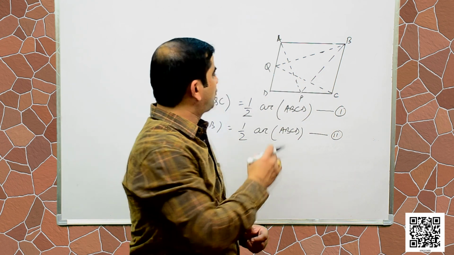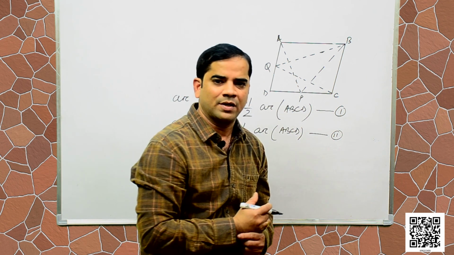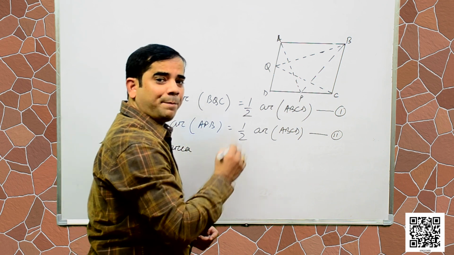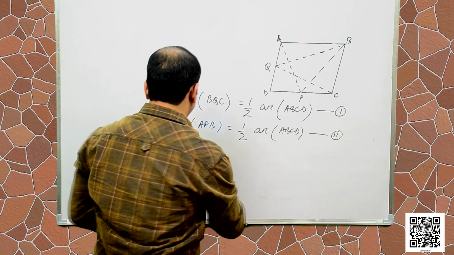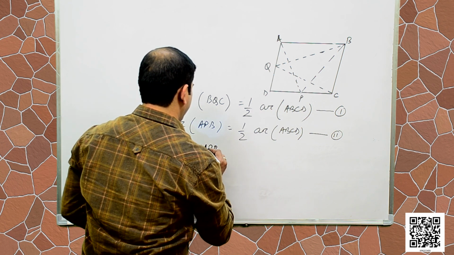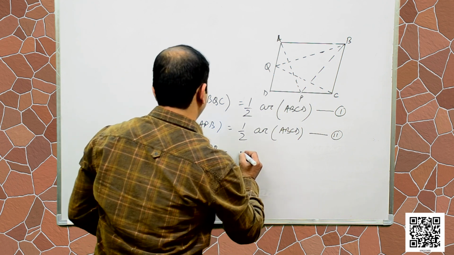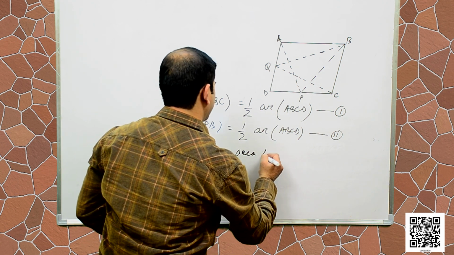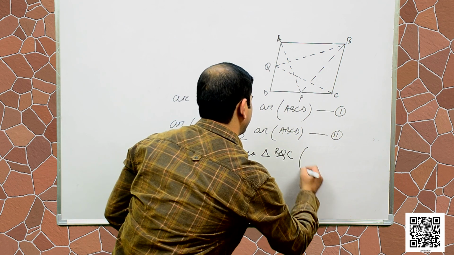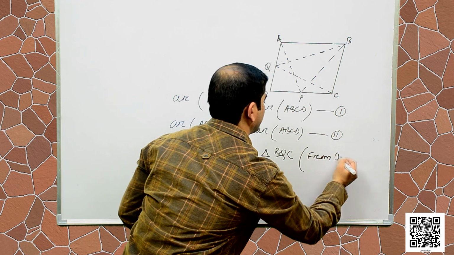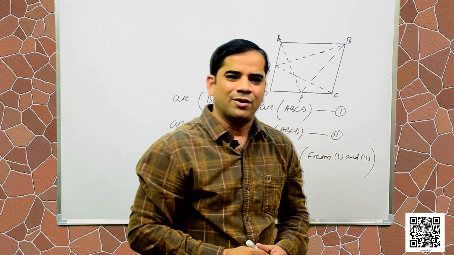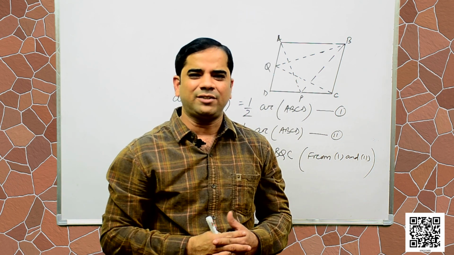So from equation 1 and 2, we obtain area of triangle APB is equal to area of triangle BQC. Fine. Hope you have understood this solution.